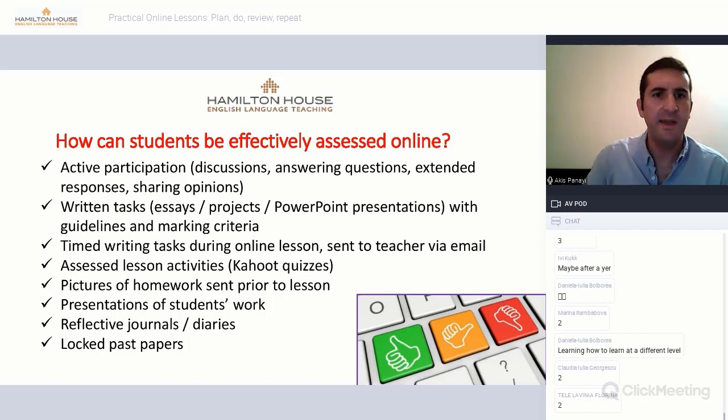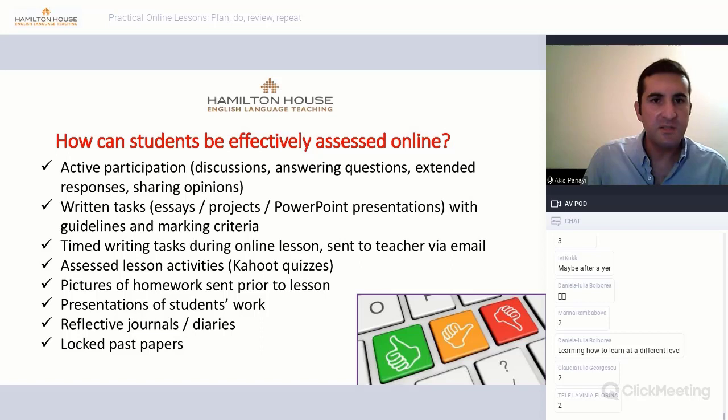Written tasks, essays, projects, PowerPoint presentations with guidelines and marking criteria. Be very specific with what you want them to do. Timed writing tasks during the online lesson. You can give them a timed task and say, okay, you've got 45 minutes to complete this task, and then after the end of the 45 minutes, you have another 5 minutes to send it to me via email.